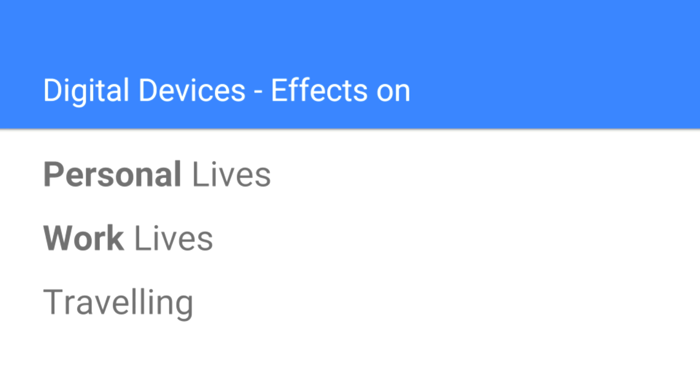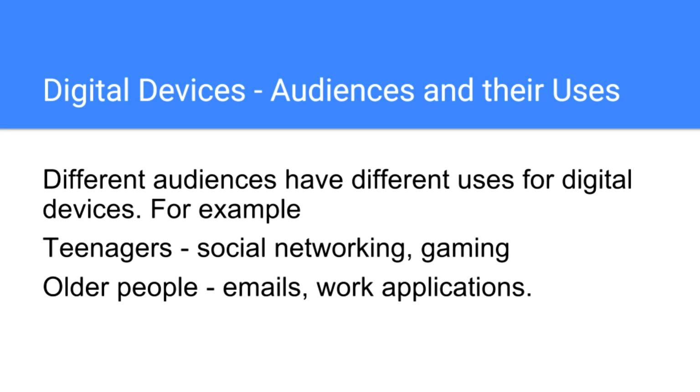You need to understand how digital devices affect people in their personal lives, when they are at work, and when they travel. Different audiences have different uses for their digital devices. For example, teenagers tend to use social networks and play games, while older people tend to be more interested in email and work applications.